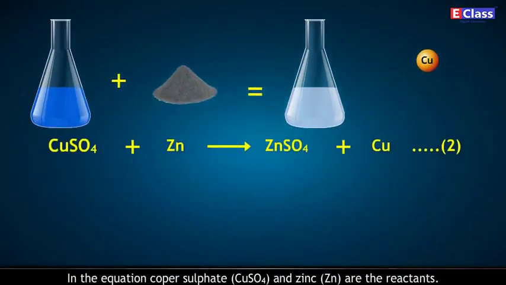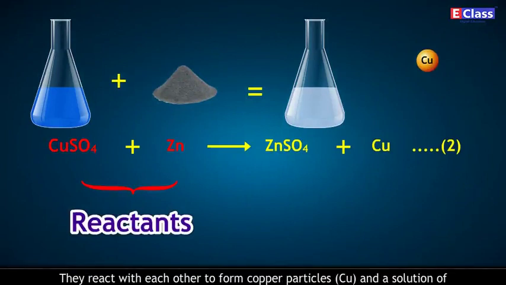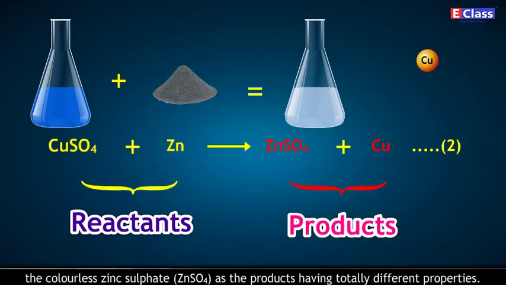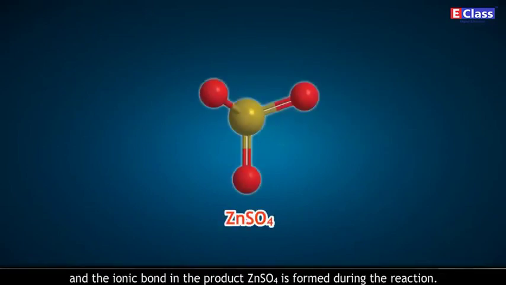equation. In the equation, copper sulfate, CuSO4, and zinc, Zn, are the reactants. They react with each other to form copper particles, Cu, and a solution of the colorless zinc sulfate, ZnSO4, as the products having totally different properties. The ionic bond in the reactant CuSO4 breaks and the ionic bond in the product ZnSO4 is formed during the reaction.